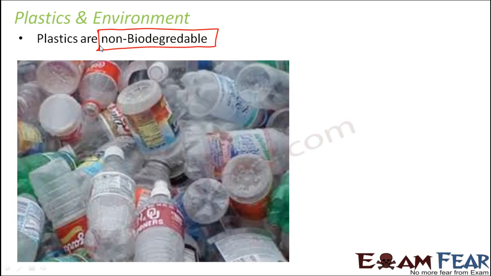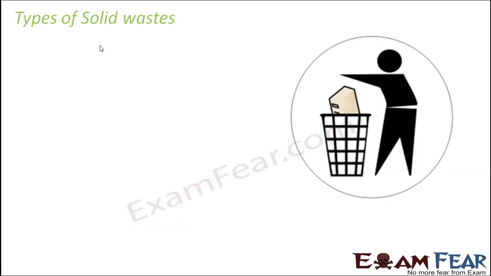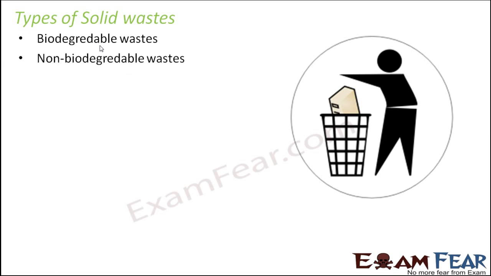So what we want is that plastic should get broken down and it should get into the environment. I mean, it should not remain as a waste in the environment, right? So here we will talk about biodegradable and non-biodegradable. So any type of solid wastes which we throw, they can be categorized into two types. One is biodegradable, the other is non-biodegradable. Now what do we mean by biodegradable and what do we mean by non-biodegradable?